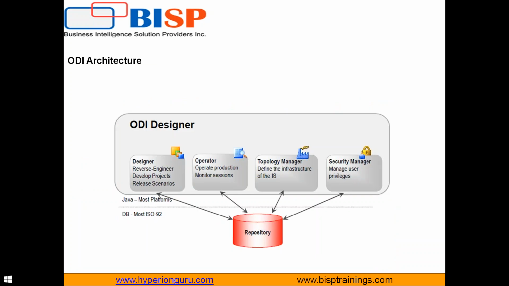Okay, so let's quickly get into the architecture of the ODI. ODI has four components. One is the ODI Designer, Operator, Topology Manager, and Security Manager. Designer, as we see, is a place where you do the design and development of this particular code, the mappings, interfaces, all those things we design in the ODI Designer.